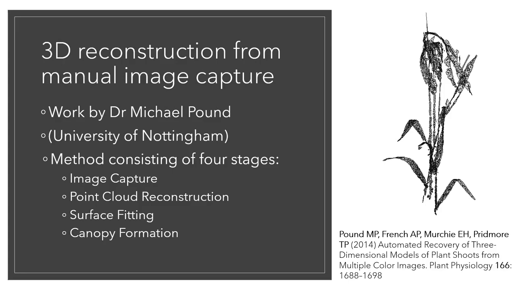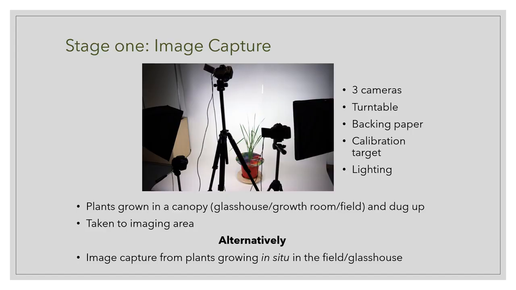So the first process I'm going to talk about is a manual and more affordable method created by Dr. Michael Pound, which consists of 4 different stages. Stage 1 is image capture, and as I said, occlusion is often a problem. For this reason, plants are usually dug up from wherever they're growing in the field, if you want to get canopy measurements, and taken to an imaging studio. Plants are placed on a manually rotating turntable with a clear background behind them. Alternatively, you can walk around the plant instead because you need to get views from all sides, but any background material will influence the quality of the models that you can get out of it.